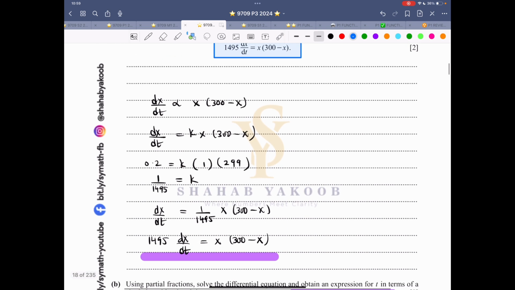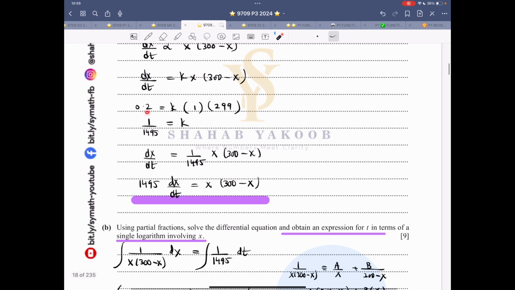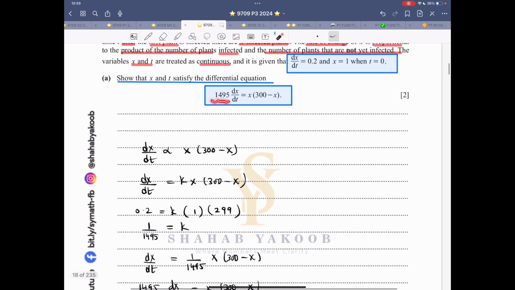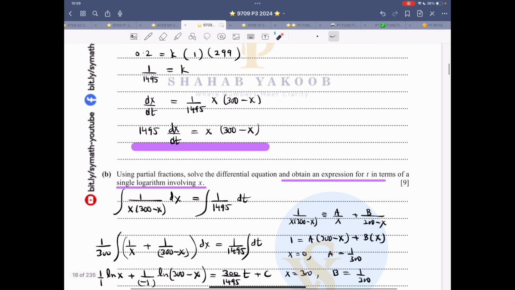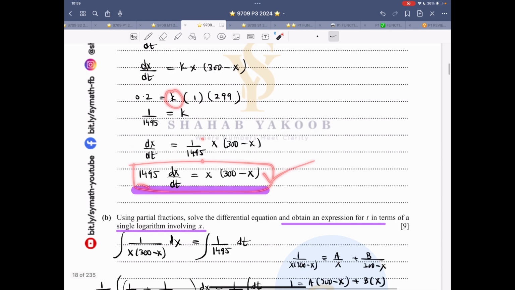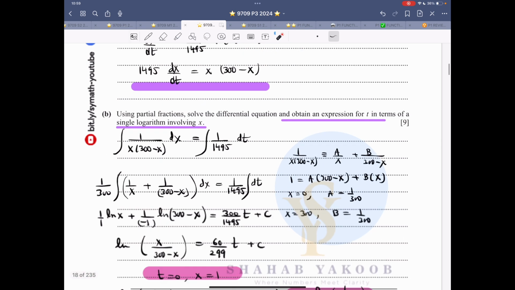Now first of all, what's the first thing? dx by dt, rate of change of X with respect to time, it's proportional to X times 300 minus X. In the proportionality, add the equal sign, plug in the values over here, evaluate k, work in integers because we are dealing with integers, not with fractions. Now k is over here, 1 over 1495, cross multiply. This is exactly what's written over here, so that's for 2 marks.